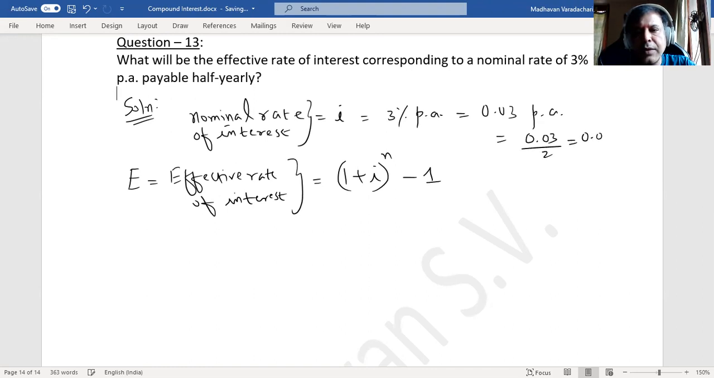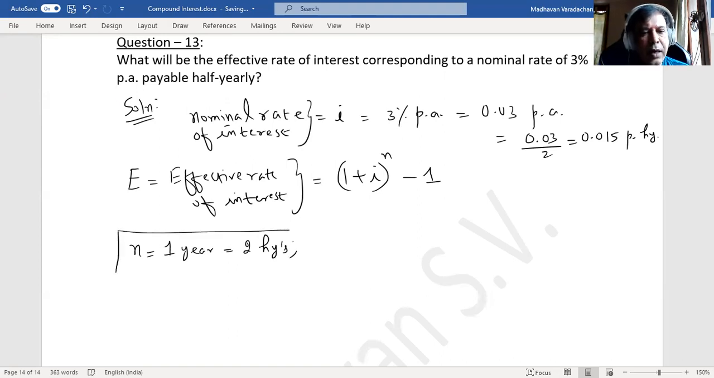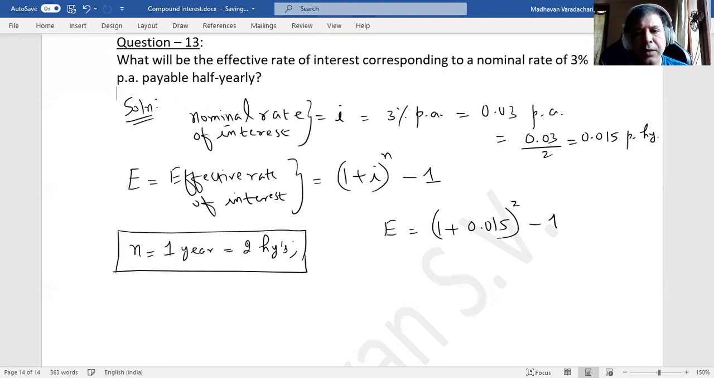which is, if I divide, 0.015 per half year. And our n, in 1 year, there will be 2 half years. So based on that, we'll calculate the effective rate of interest, which will be (1 + 0.015)^2 - 1.